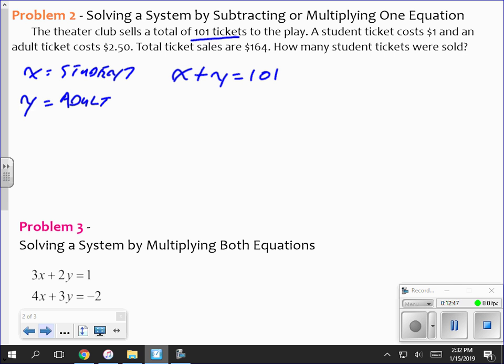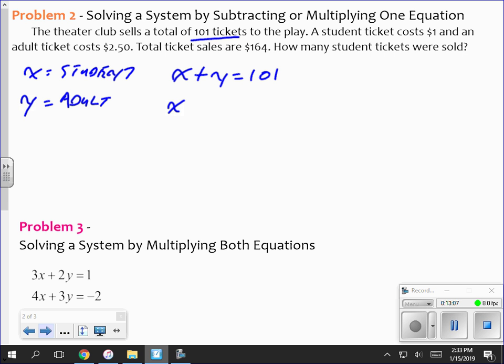Okay. There's one equation. The other equation is how much money did I make? How much money do they get per student ticket? $1. So the number of student tickets, x, is how much money I make off of the student tickets. Okay?